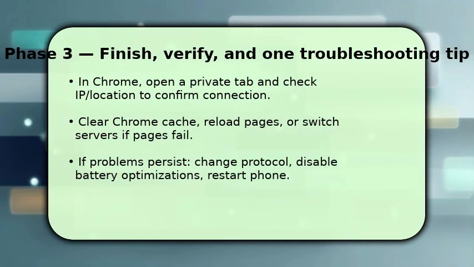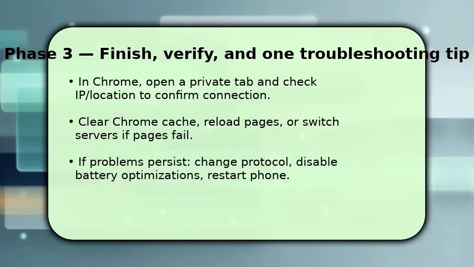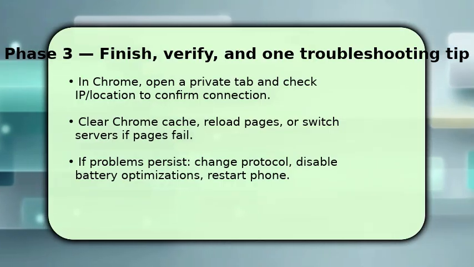Now verify the VPN works by opening Chrome in a private tab and checking that your IP and location reflect the VPN server. If a site loads slowly or blocks access, clear Chrome's cache and hard reload the page, or try a different server closer to you. If videos buffer, switch protocols or pick a server with lower load.